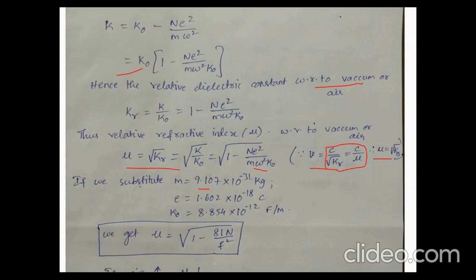Here in this ionization layer, if there are more electrons, then the refractive index is decreased more, because inside the root you can see 1 minus 81 n by f square. If n is increased, this whole fraction increases. Therefore 1 minus this fraction makes more decrement in the mu value.